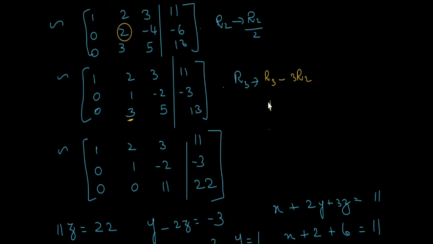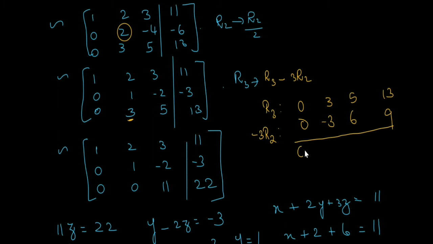So what is R3? 3, 5 and 13. Minus 3 times R2. We are going to multiply row 2 by minus 3. So minus 3 times R2 is 0, minus 3, minus 3 into minus 2 is plus 6, minus 3 into minus 3 is plus 9. Now add. So when you add, this will become 0, 0, 11 and 22. So the third row is 0, 0, 11, 22.